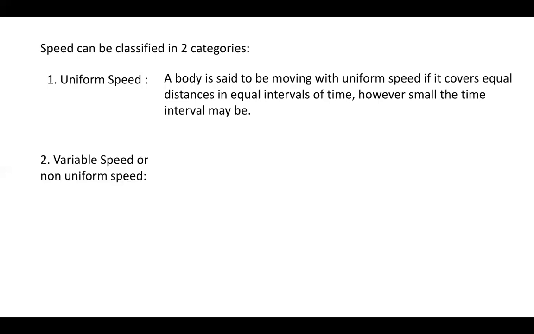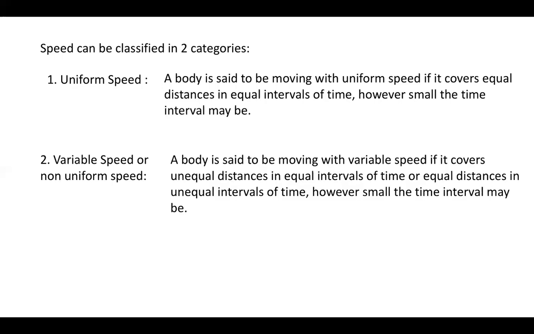And second is variable speed or non-uniform speed. A body is said to be moving with variable speed if it covers unequal distances in equal intervals of time or equal distances in unequal intervals of time, however small the time interval may be.